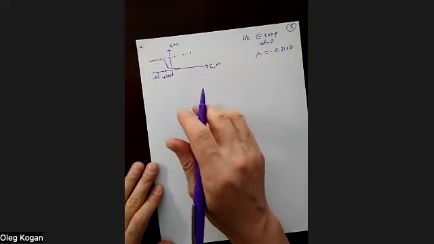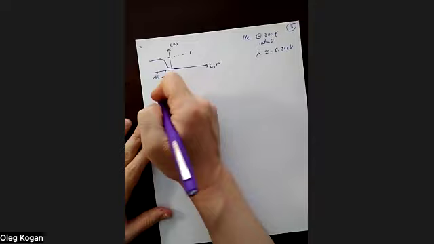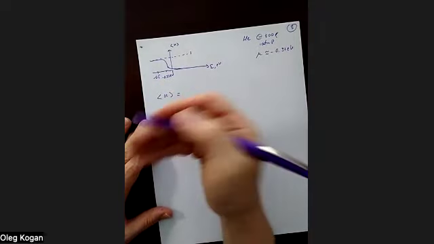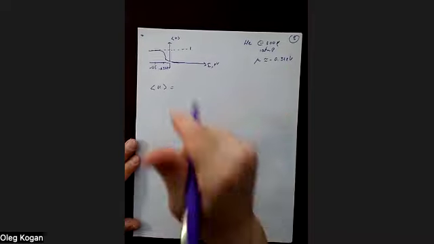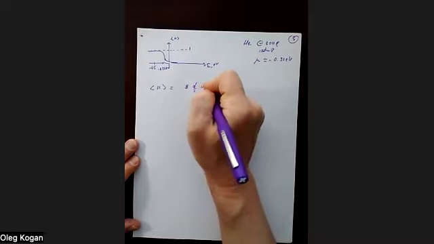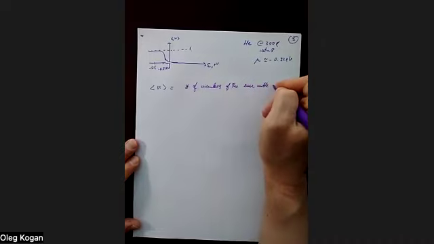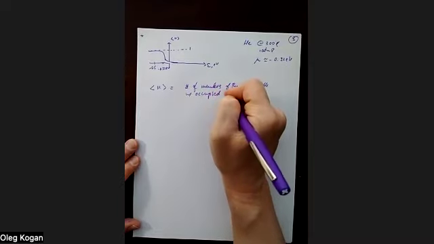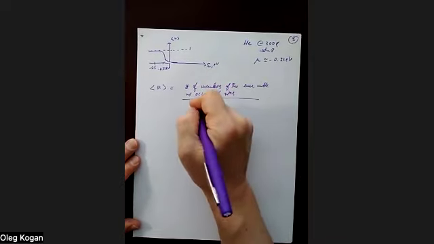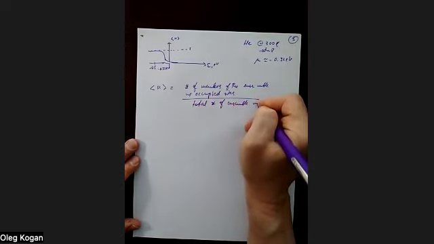Now, this is an ensemble of one-site substrates. And so this is really an average over what? An average over the ensemble. This is really the number of members of the ensemble with an occupied site, divided by the total number of ensemble members.